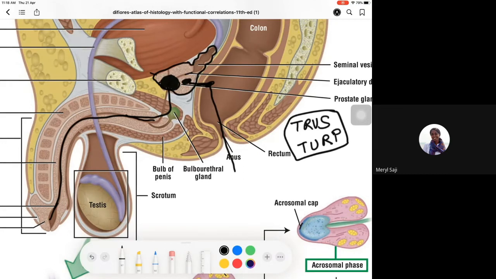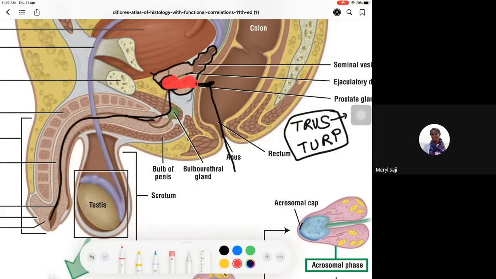TRUS is done mainly when they are suspecting malignancy. And as you all know, prostatic malignancy is a disease of the periphery. Whereas TURP is done whenever there is a urinary tract obstruction, which is more like a benign condition. But sometimes in TURP itself, transurethral resection itself, you can see the cancer. And those cancers are higher stage cancers. From the periphery, they are arising and they are coming to the center.